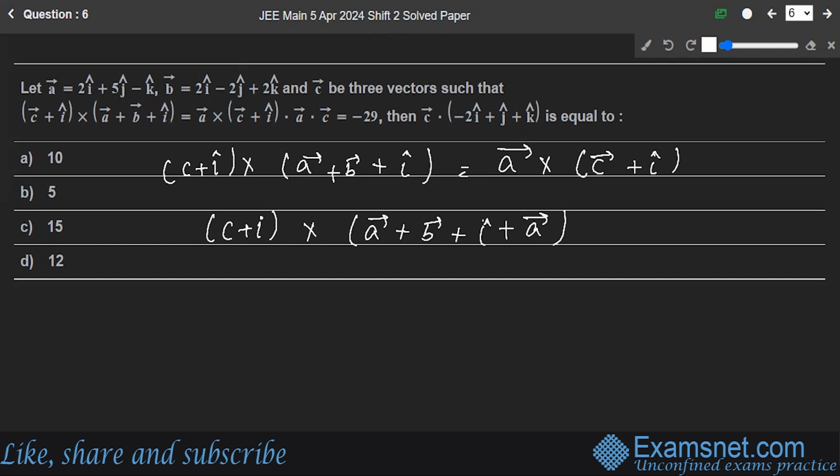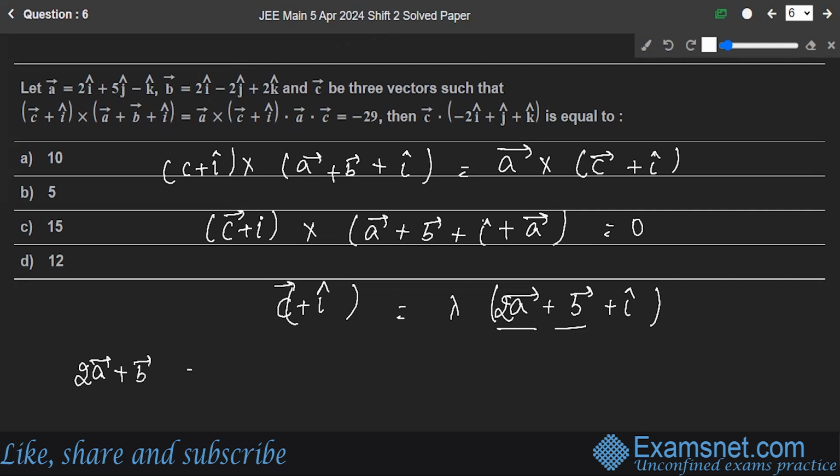So this will be A vector. Now this is given by C vector plus I vector is equal to some, this is equal to 0. Okay. So let's take it as some lambda into 2A plus B plus I. Let's take it as 2 lambda over here. Right? And what is 2A plus B? So let's take these two vectors.